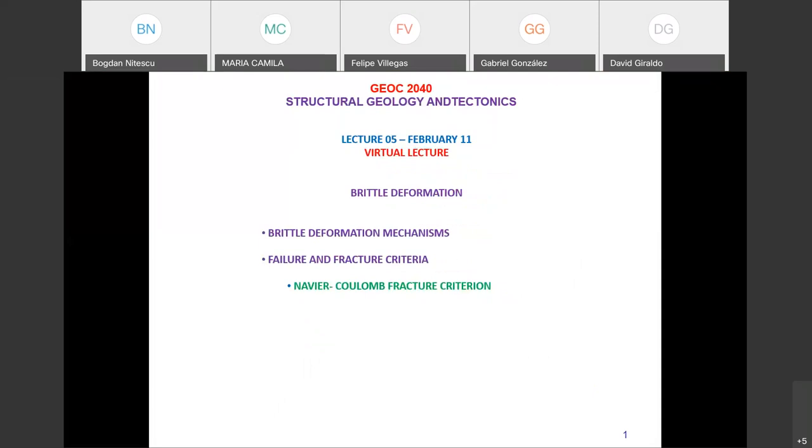Now, these criteria are the mechanical conditions when a volume of rock fails, yeah, and fractures. So we want to understand how fractures and then faults form. And to understand this, when do rocks fail? Under what conditions? So we have some mathematical ways of describing these conditions. And these are the failure and fracture criteria. And one of them that we will learn today is called the Navier-Coulomb fracture criteria. All right, so that's the idea.